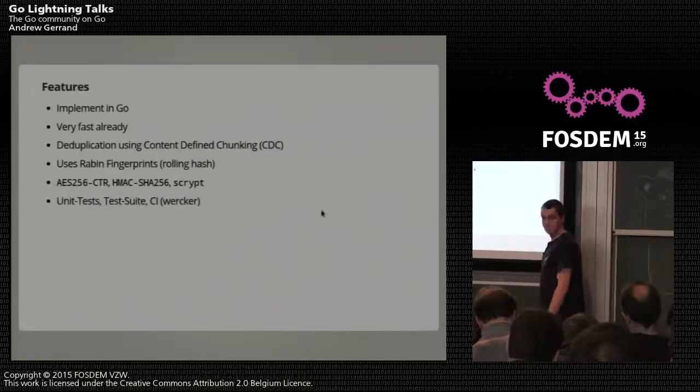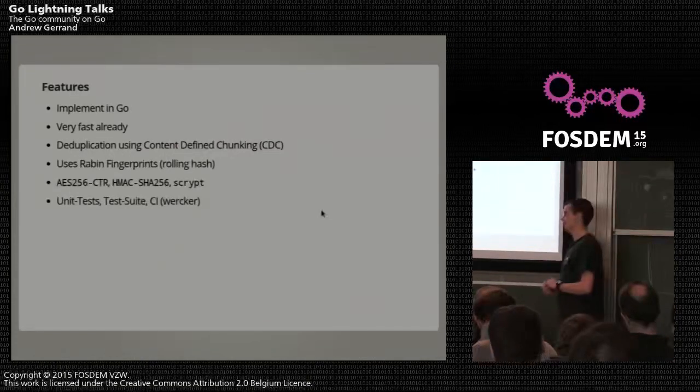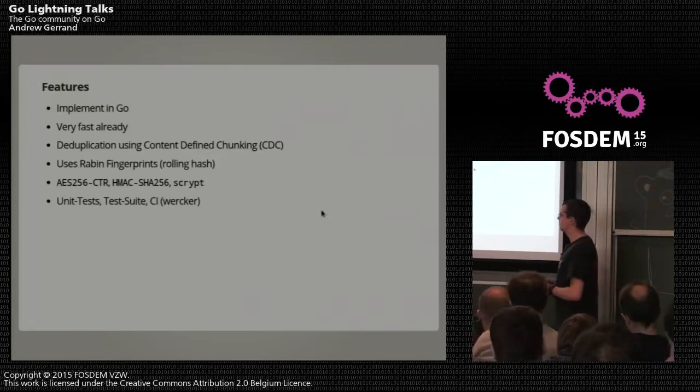The features are implemented in Go, obviously. It's already very fast. We will see that later. It does deduplication with content-defined chunking, very similar to what Camlistore does. I've looked at that, but I chose another algorithm that I think is better suited for this task. It uses Rabin fingerprints, and I had to read a paper by Rabin, which is typed on a typewriter, and there's a scanned version and a PDF. It was very hard to read, but an excellent paper. You should read it.